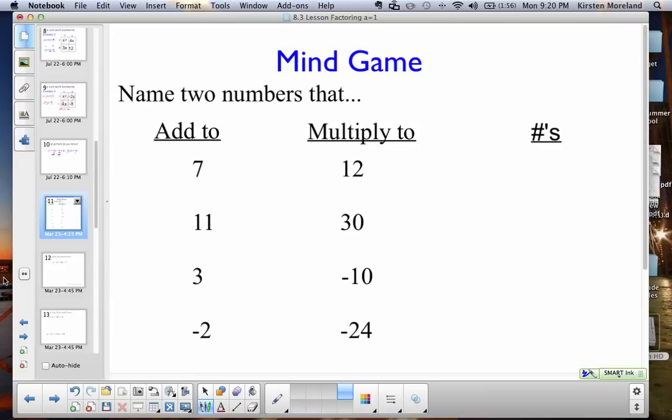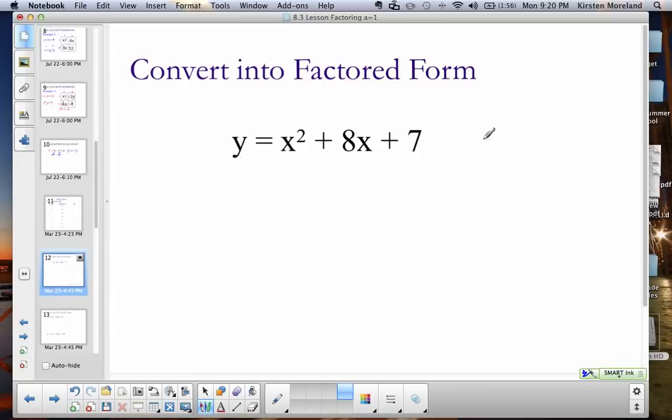You're going to do this in class, so I'm going to skip this and we're going to jump right into our problems. So it's converting to factored form. So I'm going to draw an X instead of a diamond, so the top is what I want to multiply to. The bottom is what I want to add to.